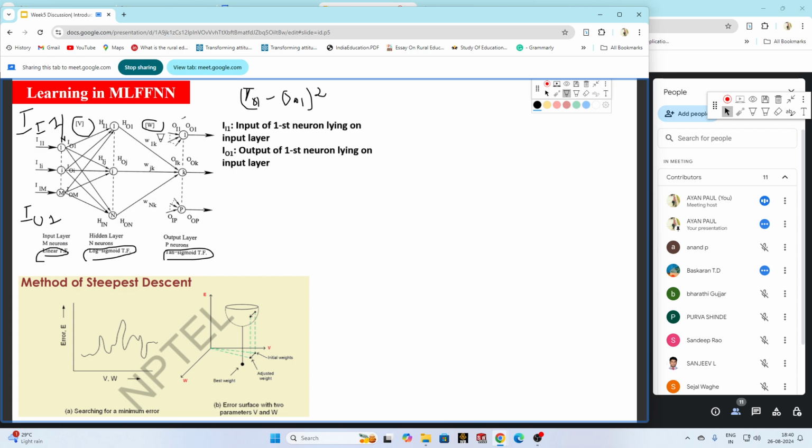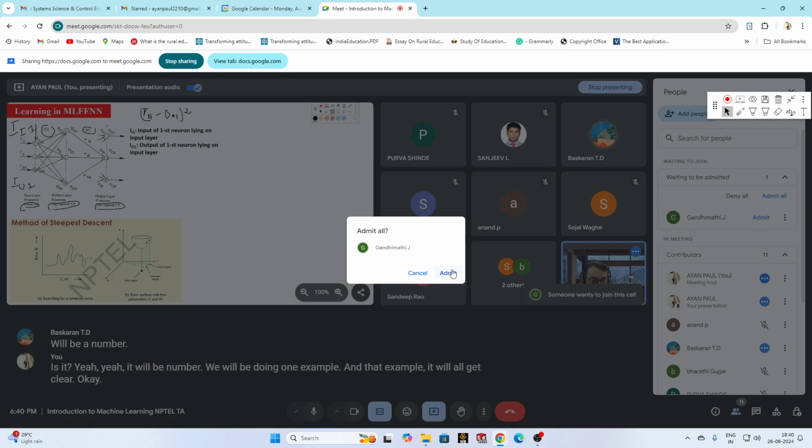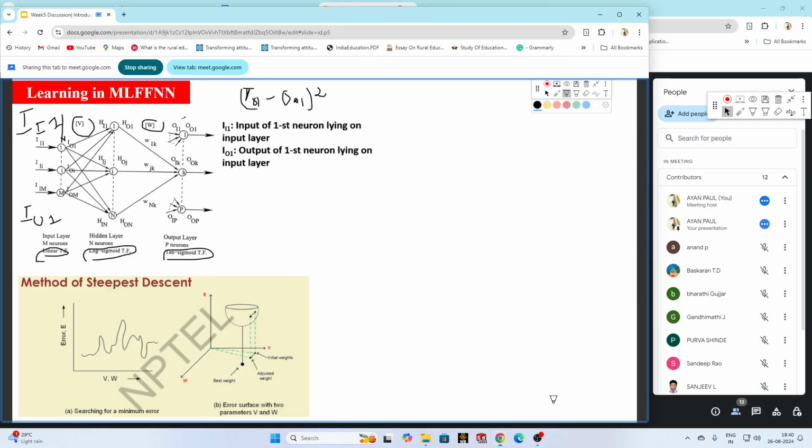We will be doing one example. In that example, it will all get clear. Now this is an error plot. If we are plotting our weights with respect to error, this is our error plot. This is in 2 dimensions. If we take it in 3 dimensions, because we will have a different V and different W, this is the error surface.